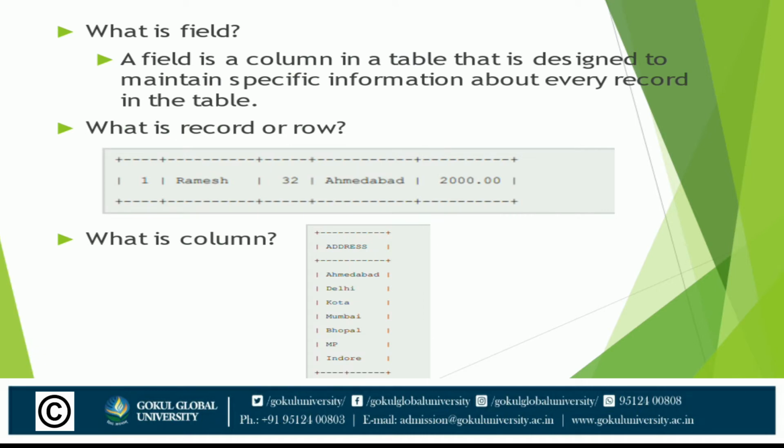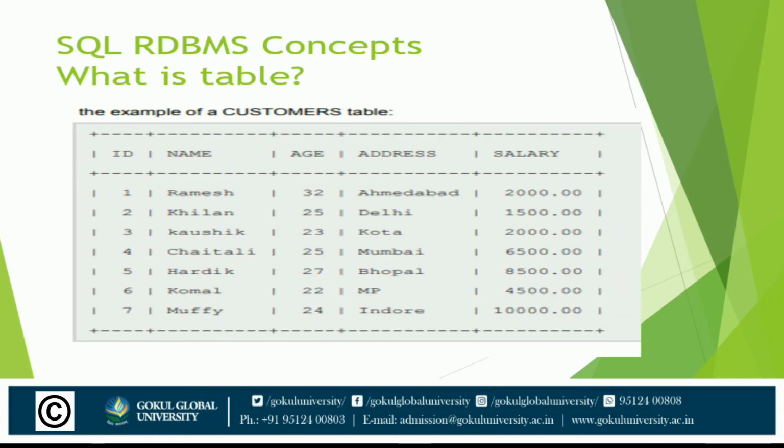What is a field? Every table is broken up into smaller entities called fields. The fields in the customers table consist of ID, name, age, address and salary, as we have seen in the customers table.